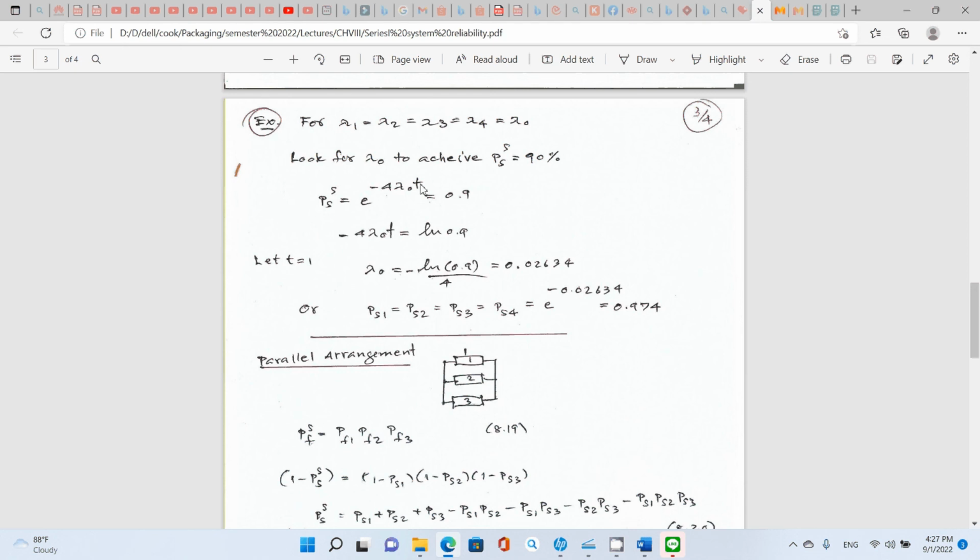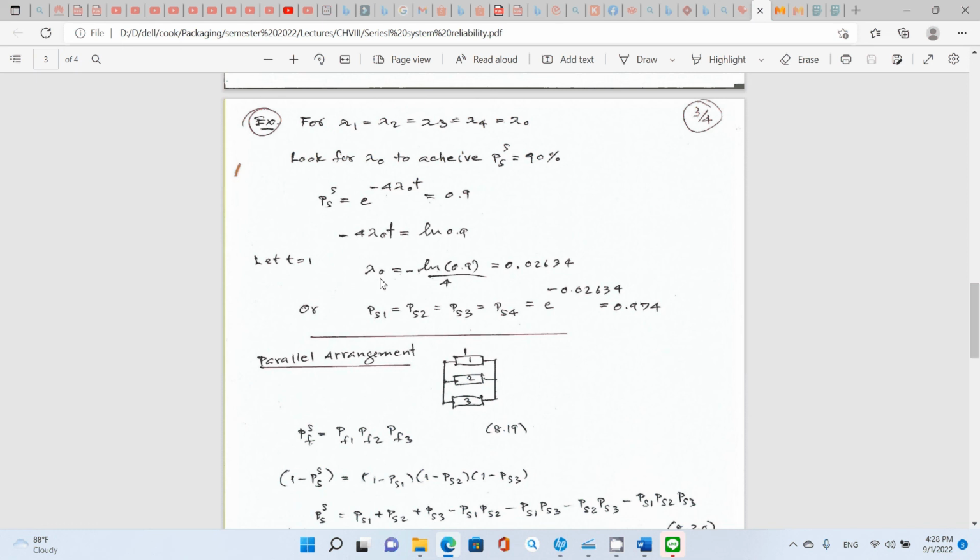For lambda 1 equal to lambda 2 equal to lambda 3 equal to lambda 4 equal to lambda 0, they are the same. If you want to look for lambda 0 to achieve PS of the system to be 90%, it still works. Your PS of the system is going to be exponential to the power negative 4 lambda 0 t. Or you're looking for PS of the system to be 90% or 0.9. You apply Ln, and then you work it out.